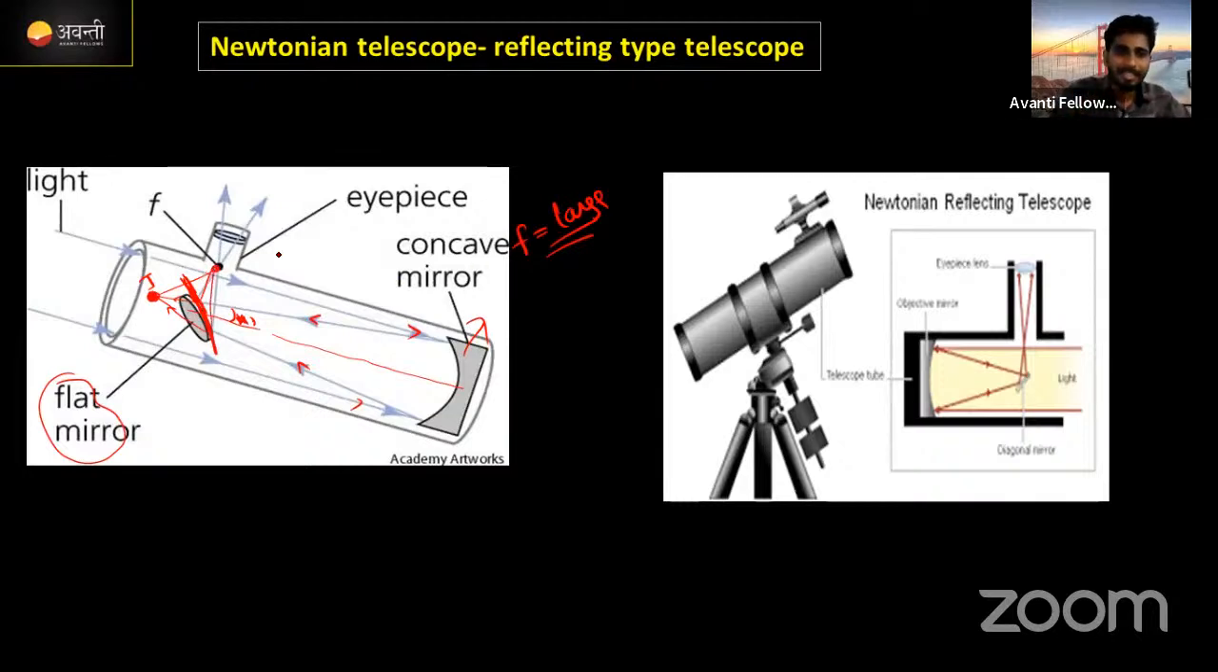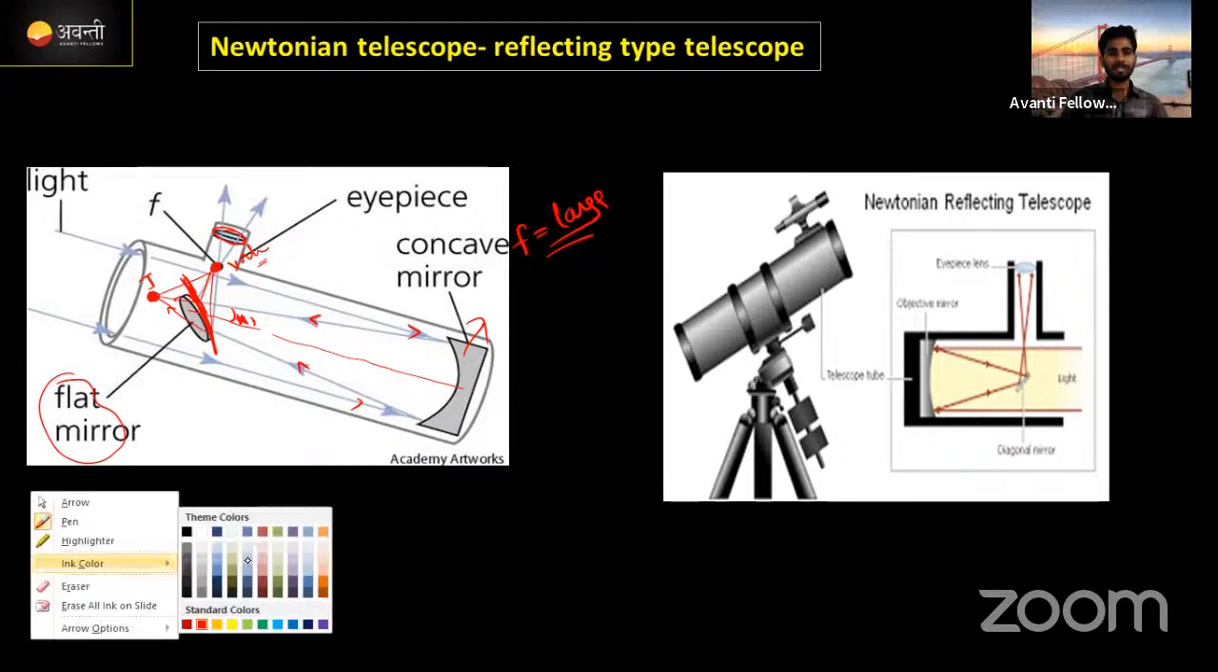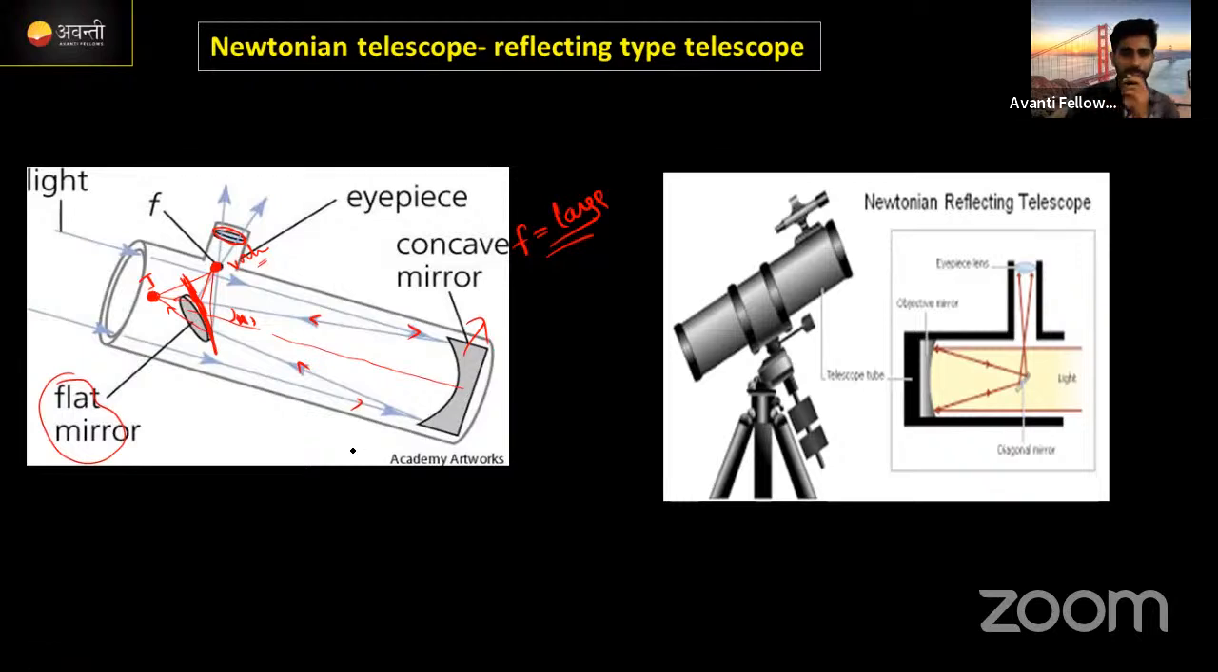Now this image which is formed by this mirror is a virtual image. We can visualize this image by using a magnifying lens. With the eye lens we can see it bigger. Clear? This is the construction of making an astronomical telescope, that is, a Newtonian telescope. Correct?